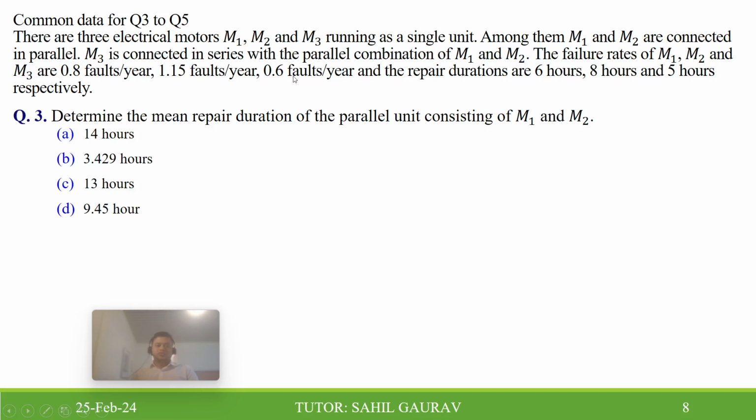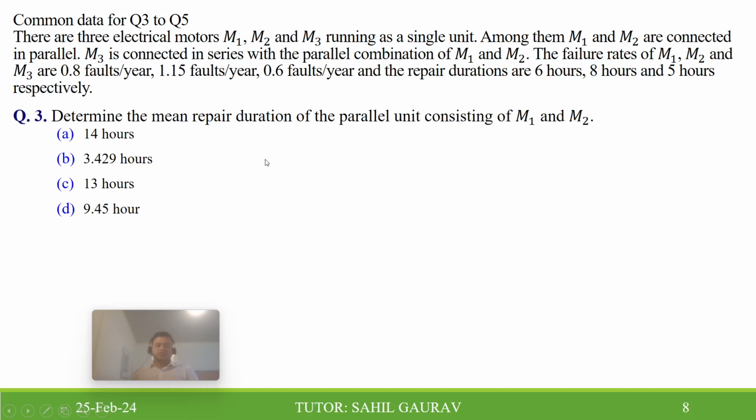Problem number 3 to problem number 5. This is common data for question 3 to question 5. Here in this problem, we have three electrical motors M1, M2, M3 running as a single unit. Among them, M1 and M2 are connected in parallel. M3 is connected in series with the parallel combination of M1 and M2. The failure rates of M1, M2, and M3 are given as 0.8 faults per year, 1.15 faults per year, 0.6 faults per year, and the repair durations are 6 hours, 8 hours, and 5 hours respectively.